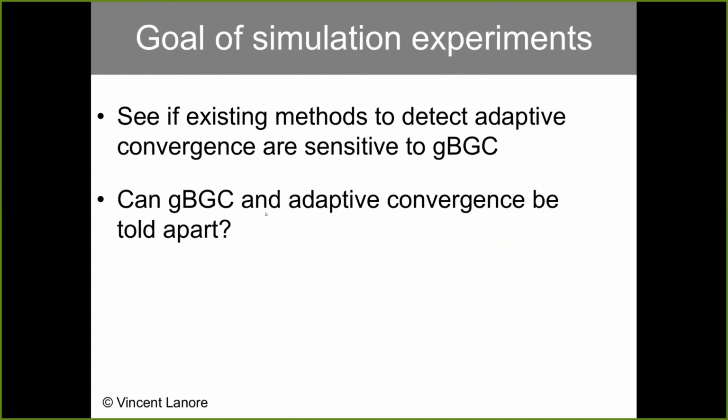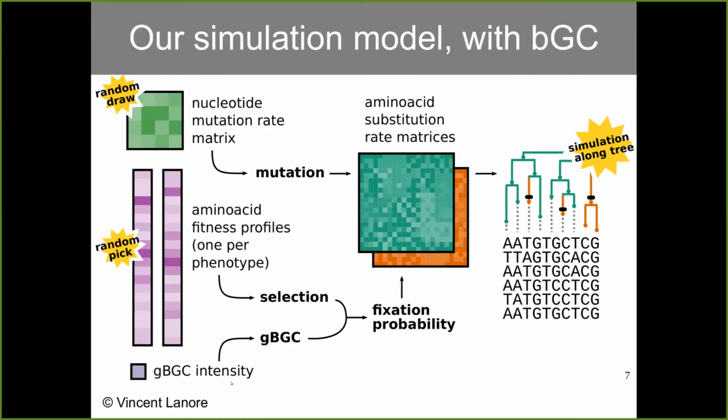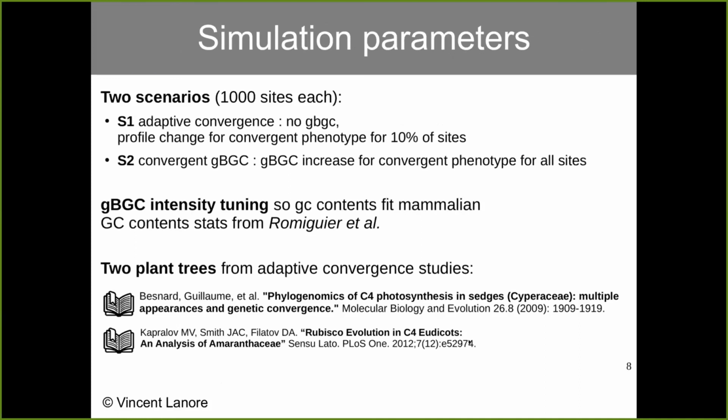So we wanted to see if the detection method was sensitive to GBGC. And so we tweaked a little bit our previous simulation model by adding some GBGC there, which would act almost like selection, but is non-adaptive and would play on the fixation probability to simulate sequences. So in that case, we compared two scenarios, one with adaptive convergence and another with convergent biased gene conversion.